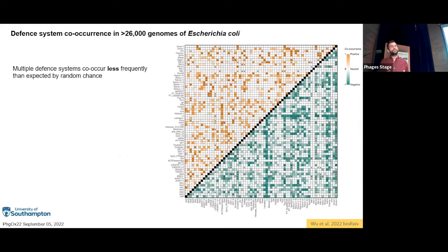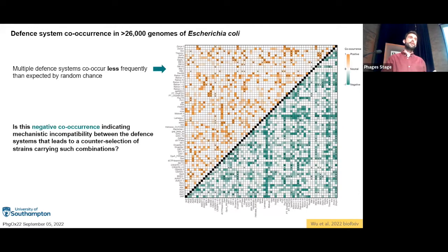Of course, when we were able to see this, we were quite happy with these results. So we wanted to understand what happens when something is negatively occurring, when you have a system that occurs less frequently than expected. So we wanted an assay where we could look at whether there's mechanistic incompatibility between defense systems, and that's the reason we don't find them frequently occurring on the same genome.